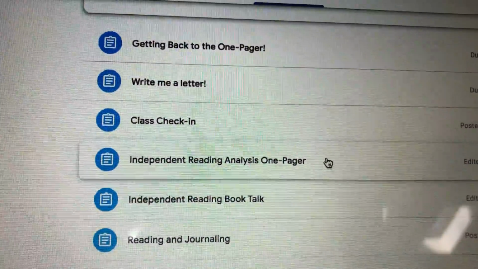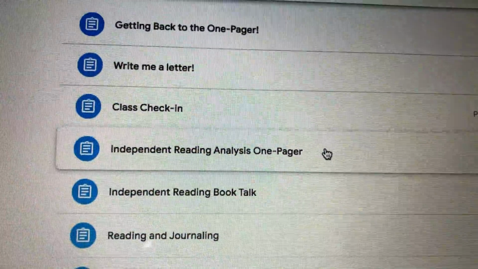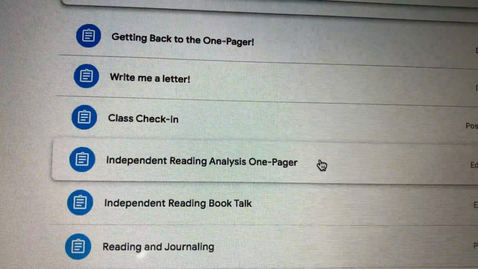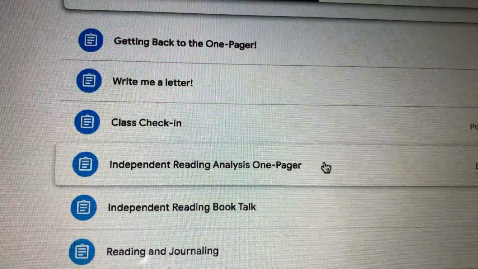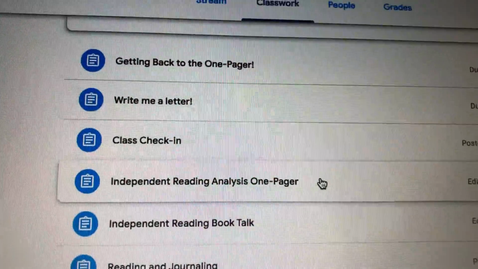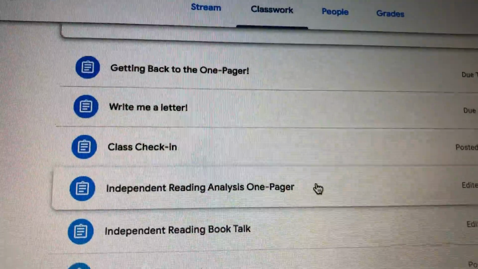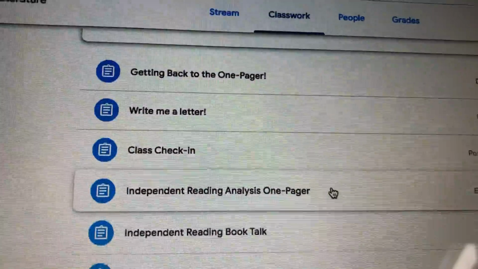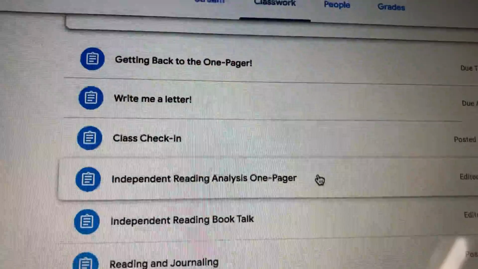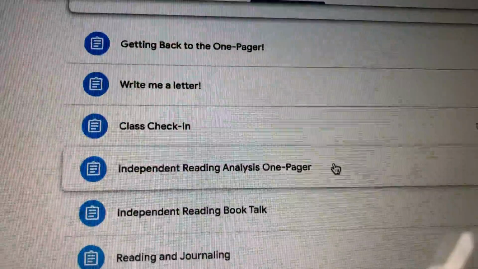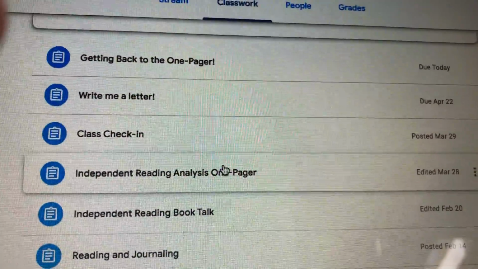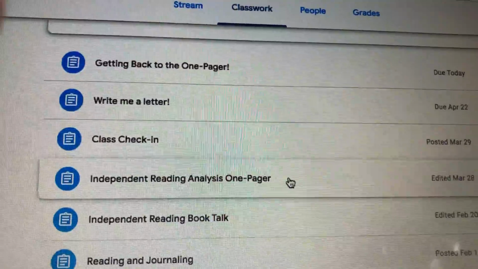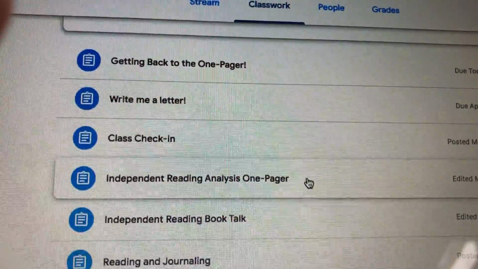Okay, so what I want to do now is go back to the beginning, go back through the documents that we've started on and that you have on Classroom, just to show you where you should be now and where we're headed with all of this. All right, I'm going to start with the independent reading analysis one pager. This is the assignment that I gave before spring break, a long, long time ago.